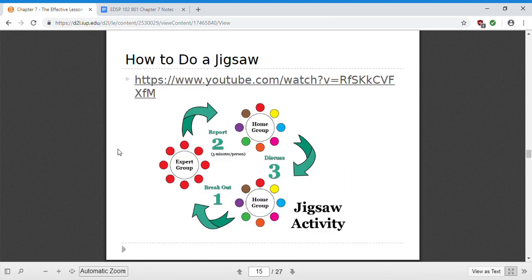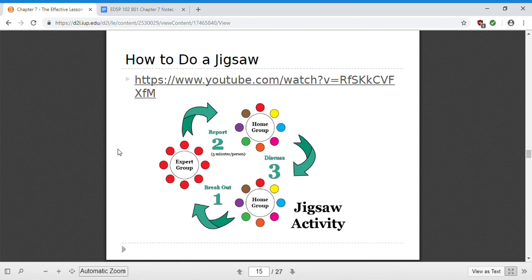Now it is time for your third Check for Understanding video. The video is going to end after I'm done talking about this slide, and this is where the second part of this week's lecture is going to end. Next, you're going to watch a video entitled How to Do a Jigsaw. When you're done watching it, open up your Word document for your third Check for Understanding question. Your question is to answer the following about the jigsaw instructional technique.